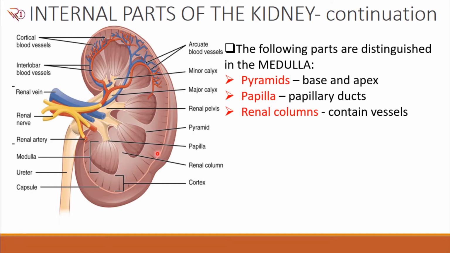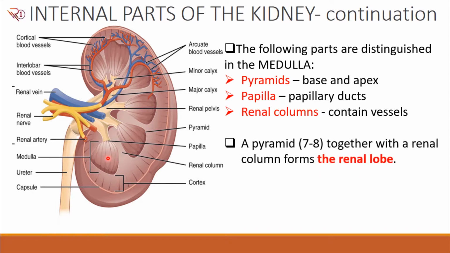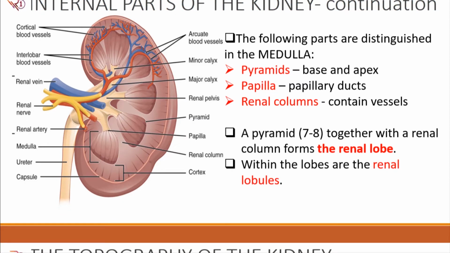Now, there are some projections of the cortex into the medulla. These projections are called the renal columns. So what do renal columns contain? Blood vessels. Now a renal column with a pyramid together forms what we call the renal lobe. And inside each lobe we have what? Lobules. And we have about 7 to 8 in each kidney.